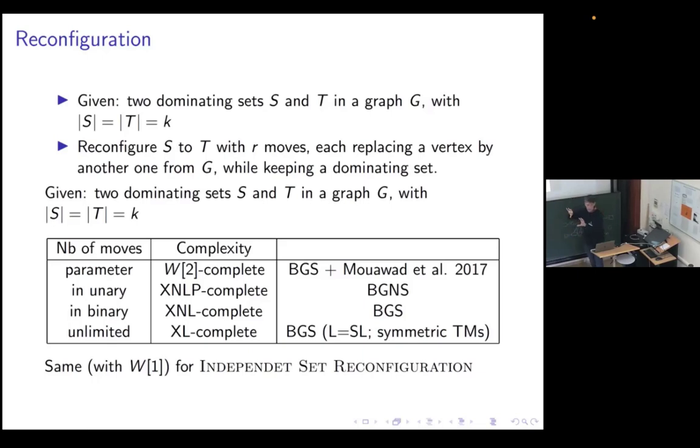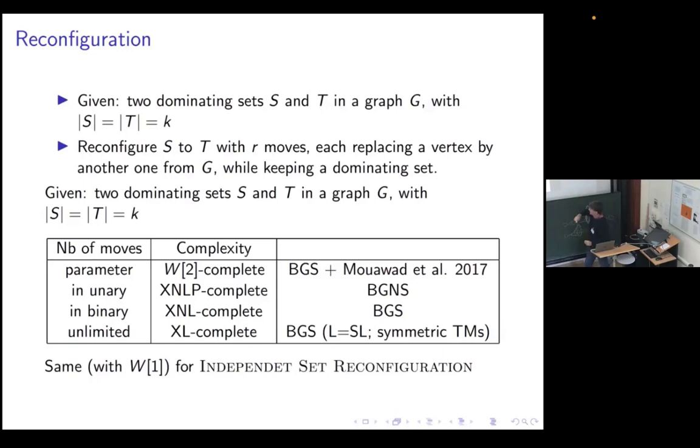So suppose that we look at independent set. I have an independent set of k vertices. At every time step, I can take a vertex and move it to another one, but it still has to be an independent set. And now the question is, can I, with this type of moves, go from the first set to the second set? This whole reconfiguration is an area in algorithmic graph theory in itself. But we look here at this parameterized variant where the parameter is the size of the sets.